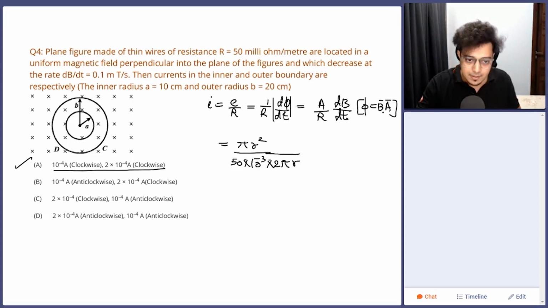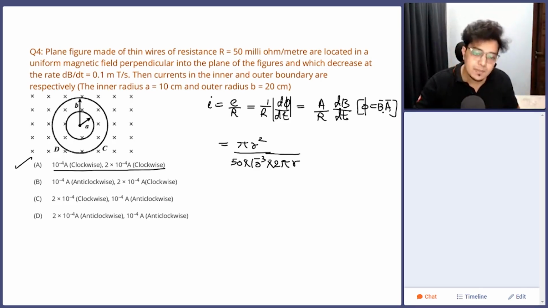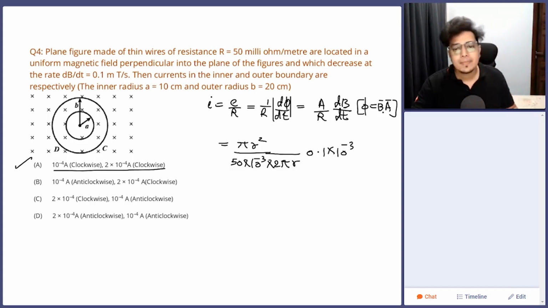2 pi r, into dB by dt. So area is replaced as pi r square. Resistance was not directly given. It was resistance per unit length. So length will be the circumference, so 2 pi small r, into 50 milli ohm. Milli is 10 raised to minus 3. And dB by dt, that value is given as 0.1, again that is in milli. So 10 raised to minus 3.